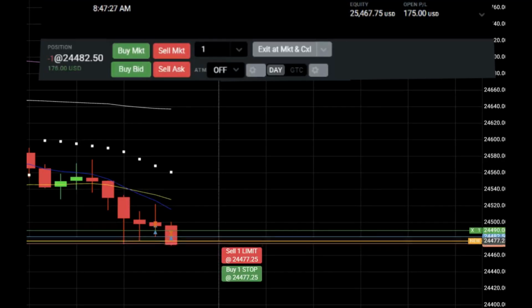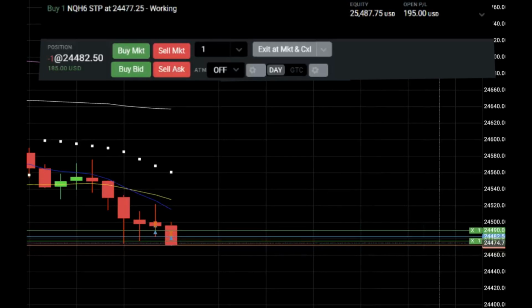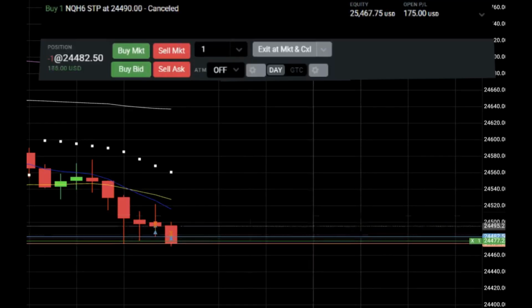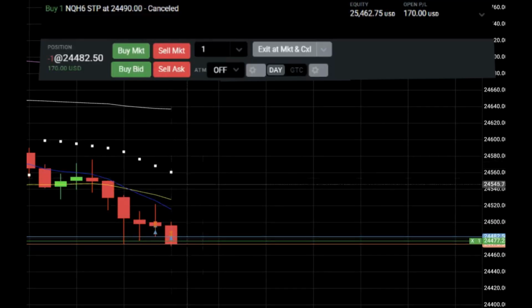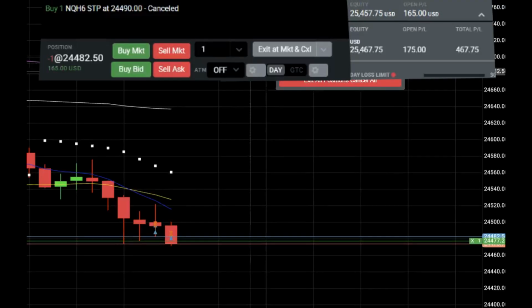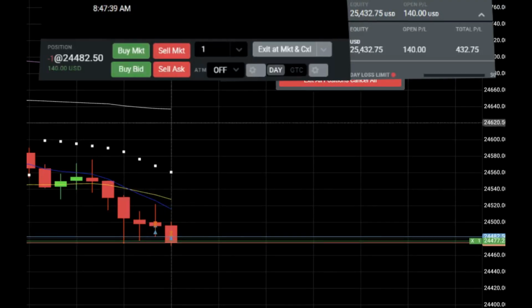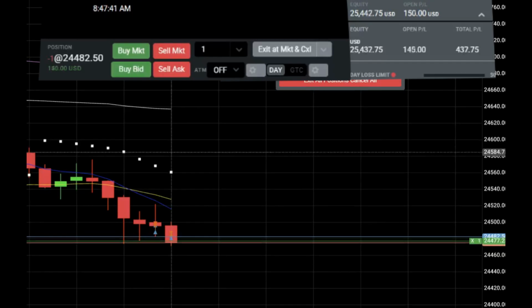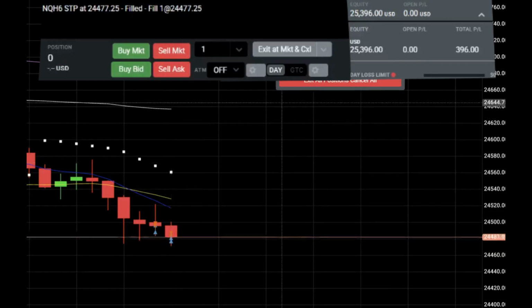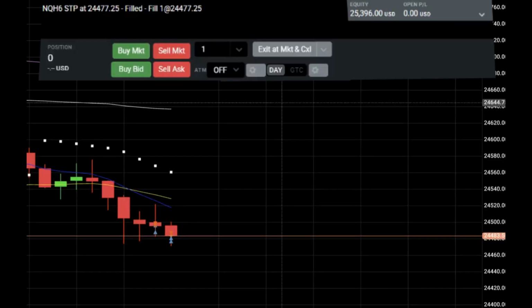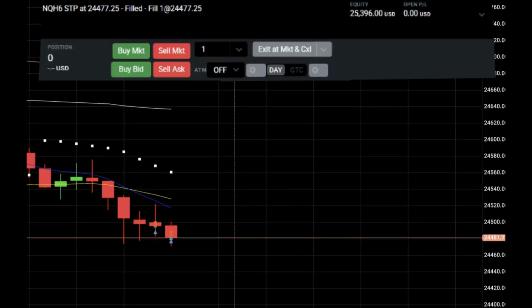Once it starts moving in my direction, I want to solidify that win, so I squeeze in a stop loss in there. Even though it might limit my profits, I really don't want that to turn into a loss for me at this point. Stop filled. All right, so I've made about 396 on those couple trades right there, and we're going to move on to the next one.